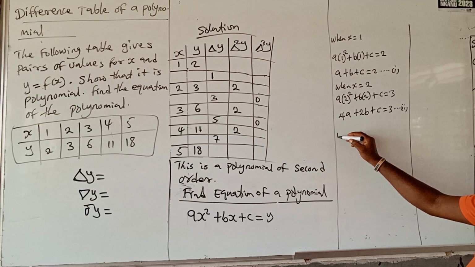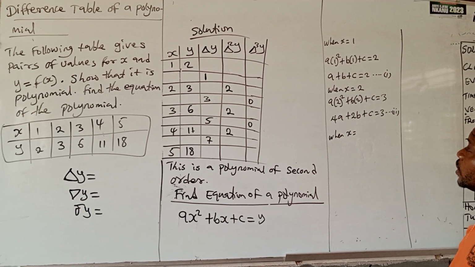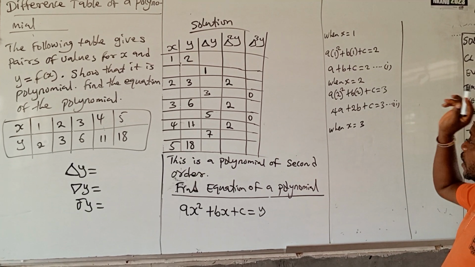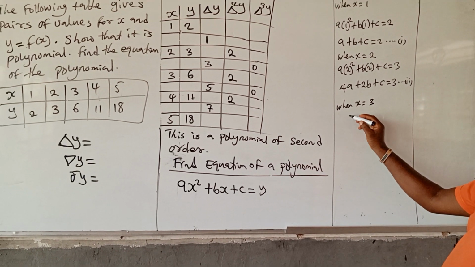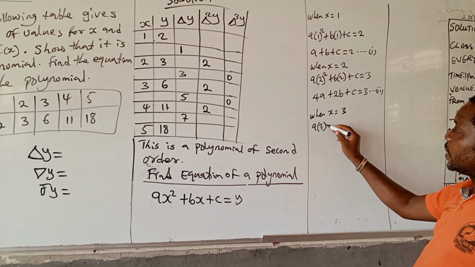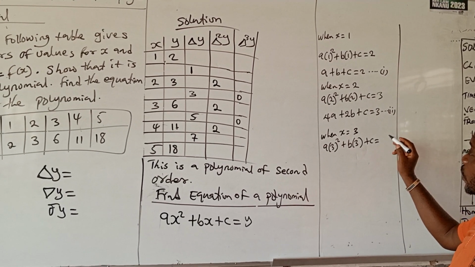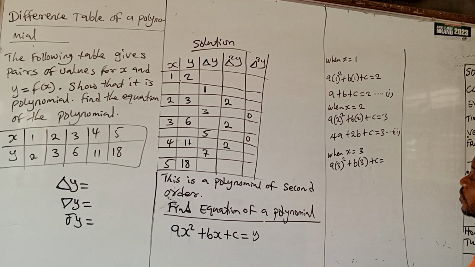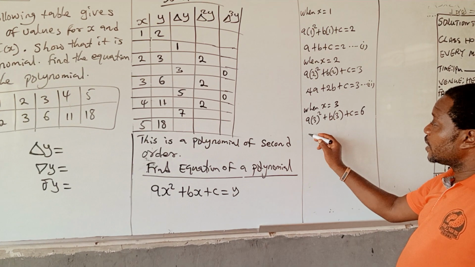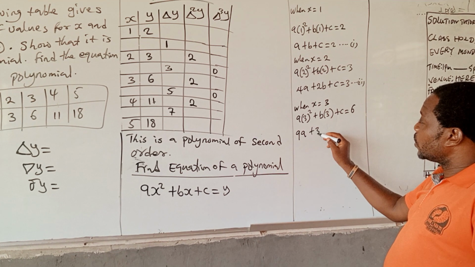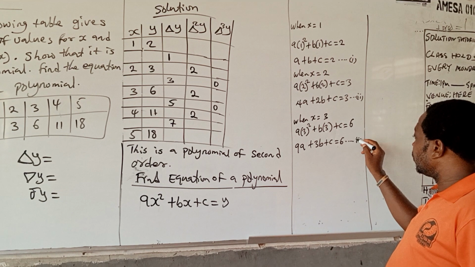What again? When s is equal to 3, what will happen? You go back here, any place you see s put 3. It's going to give us a into 3 squared plus b into 3 plus c will give us what? When s is 3 from our table, we have 6. So what we have now is 9a plus 3b plus c is 6. That will give you equation 3.